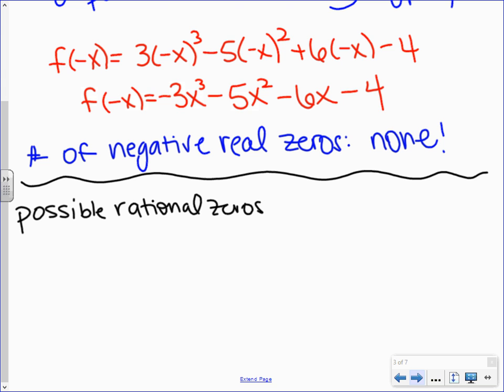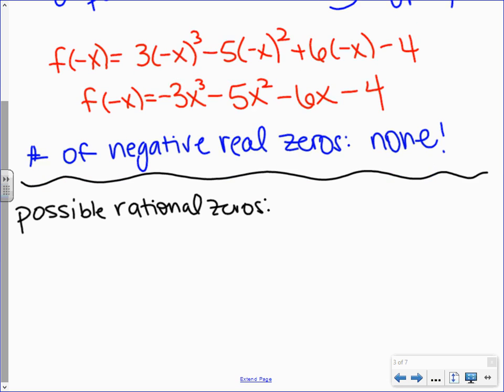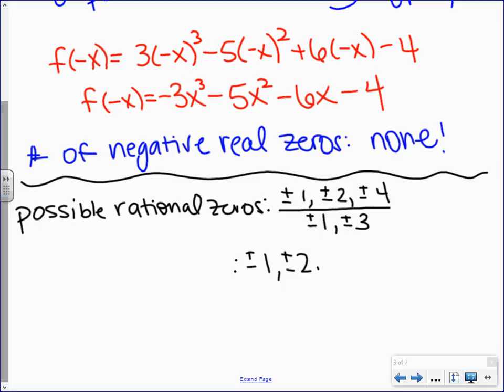Okay, so our possible rational zeros: factors of the constant term, 1, 2, and 4, right? Over factors of our leading coefficient, 1 and 3. So if I asked you for all of the possible rational zeros, you would write 1 over 1, 2 over 1, 3 over 1, 4 over 1. Getting in a rhythm there.